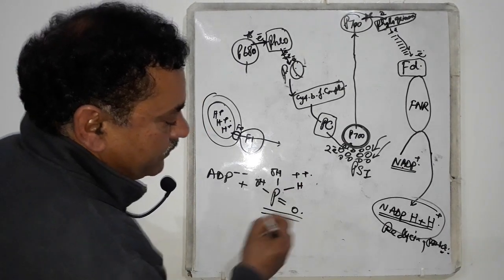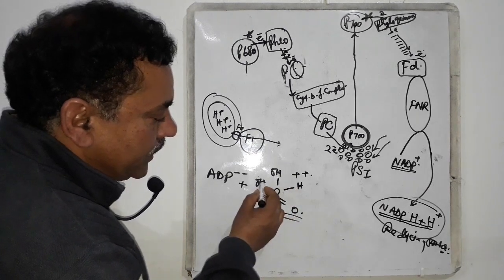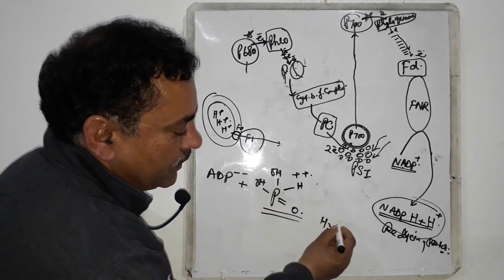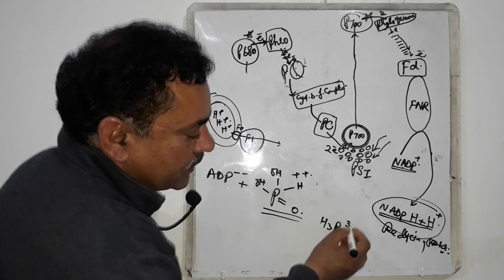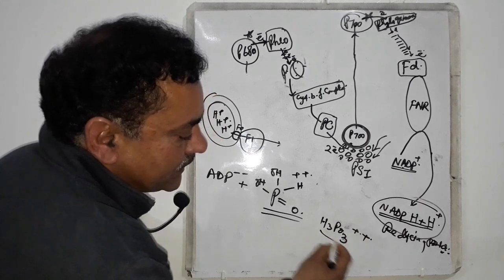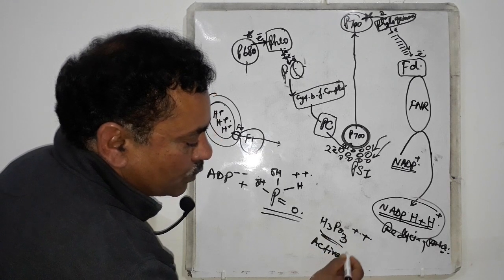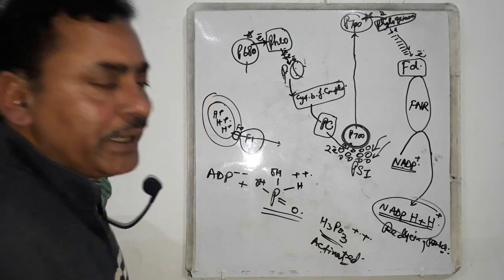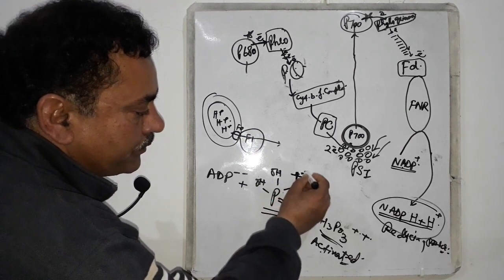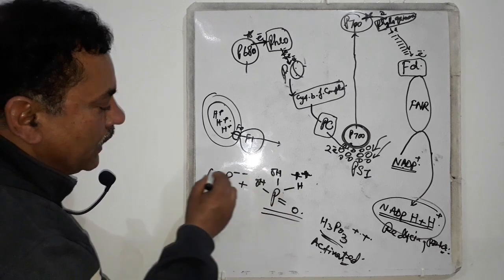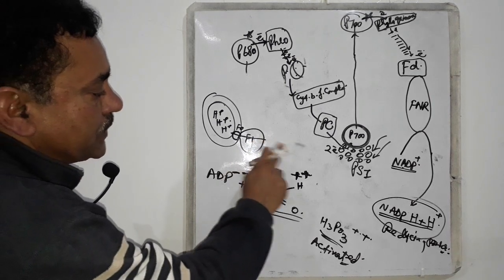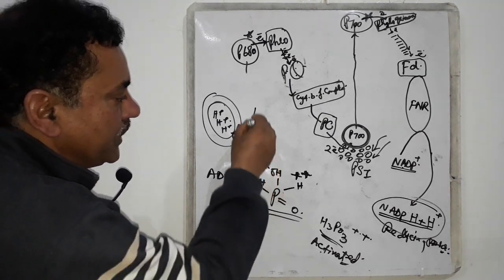So this phosphate is H3PO3 plus plus. This is said to be activated phosphate. It is called activated phosphate. Now this activated phosphate having two positive charges upon it, and ADP divalent negative having two negative charges upon it, these two readily can combine with each other.